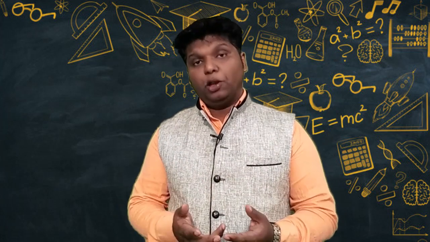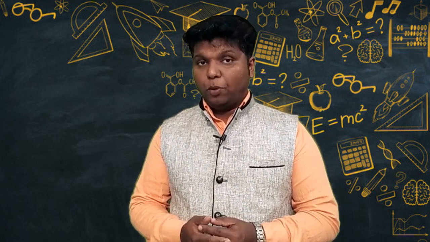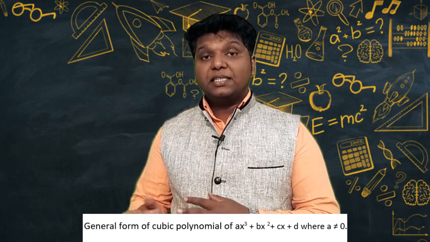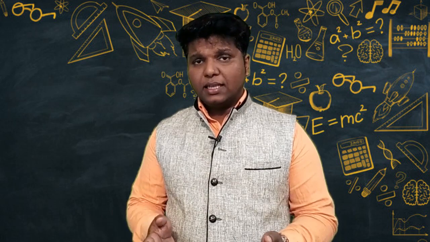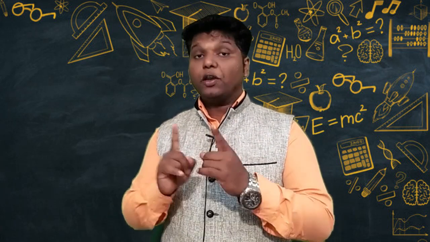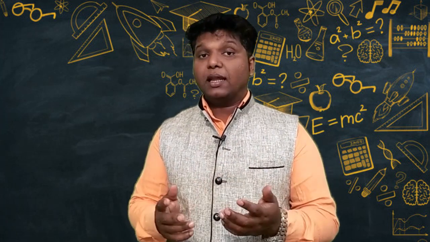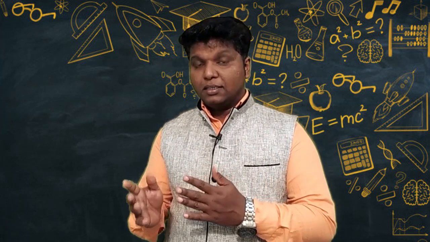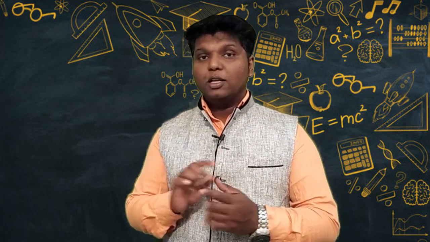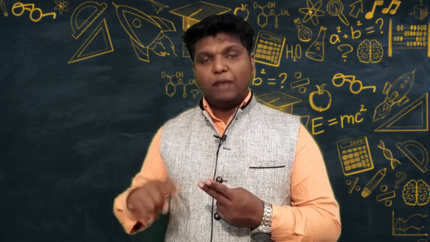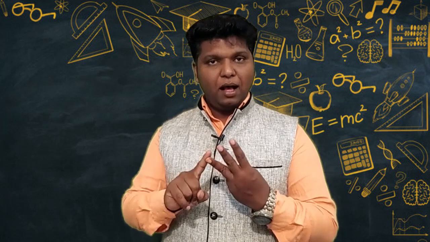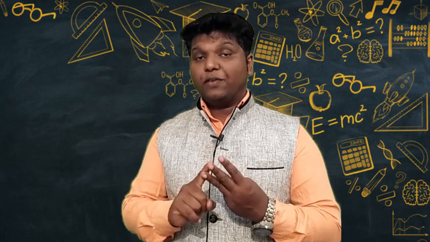And regarding a cubic polynomial, the general form is ax cube plus bx square plus cx plus d is equal to 0. There also we can say there is a relationship between the zeros and the coefficients of a cubic polynomial. There we will write like this: the sum of the zeros of a cubic polynomial. That means there are 3 zeros, right? Because it's a cubic polynomial. So alpha and beta is not enough. We have to take one more letter. So we will say let alpha, beta and gamma be the zeros of a cubic polynomial.